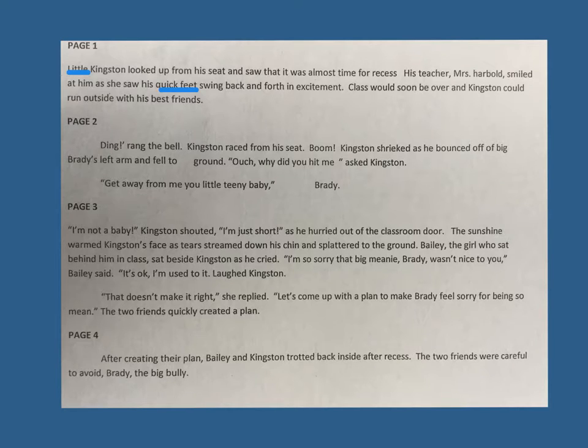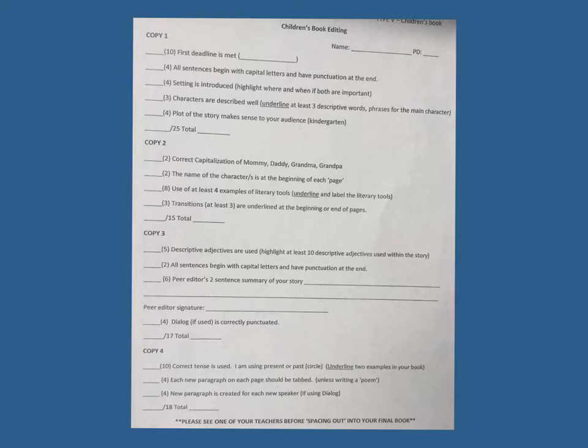Also, in copy 1, you need to make sure that the plot of your story makes sense to your audience, which is a kindergartner. And this talks about a little kid being in school, so just kind of my opinion, but I think it makes sense for a kindergartner. Once you have all of these things done, you need to print it out and staple a copy. You are now done with copy 1.